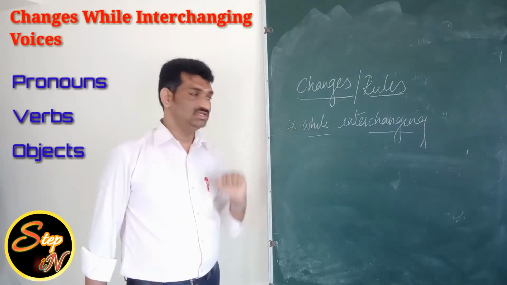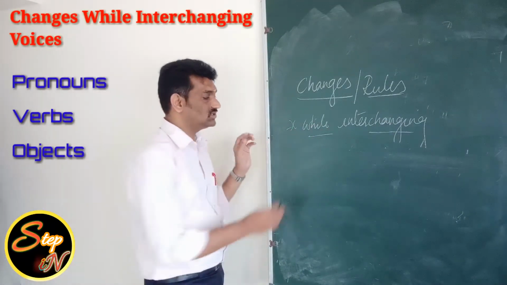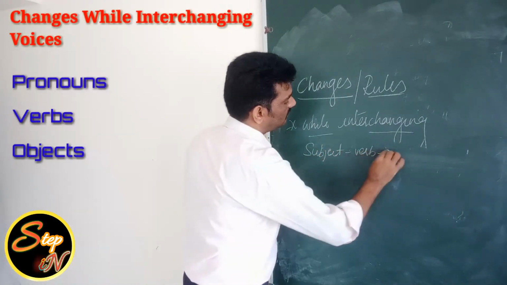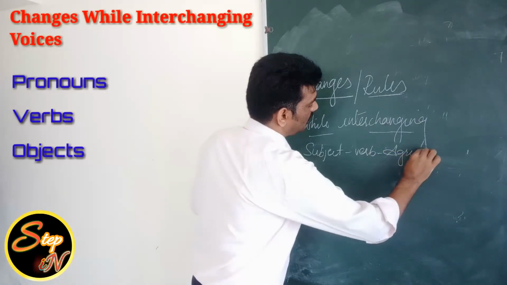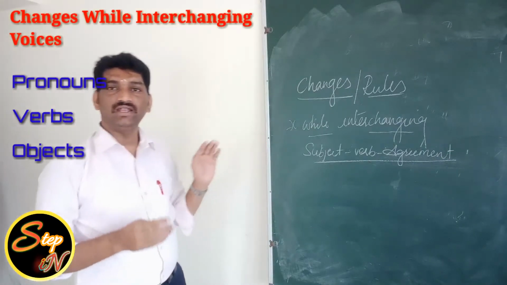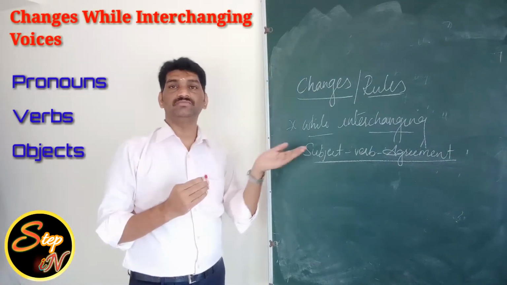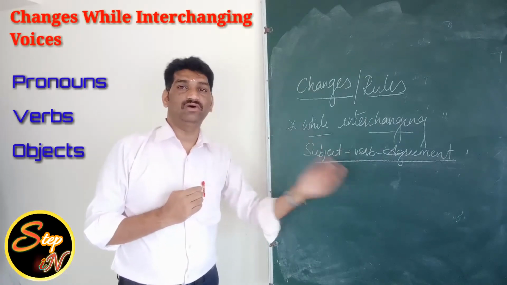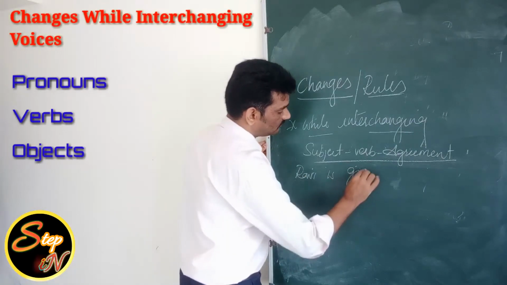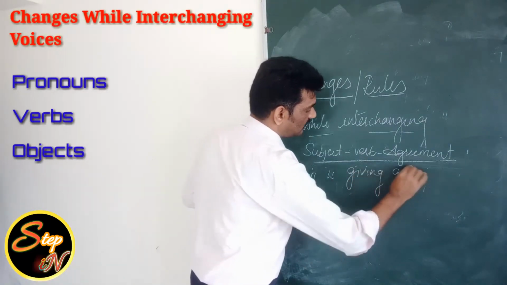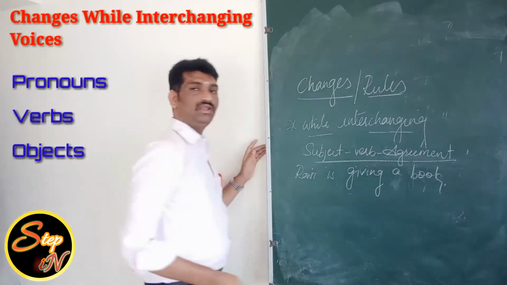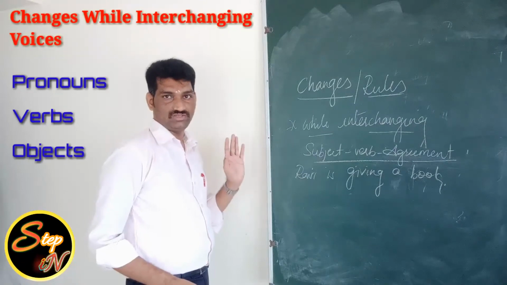So now while interchanging, we need to be very careful enough about the subject verb agreement. So what does this mean here? In the sense that depends on the objects, depends on the subjects while interchanging, that will have a role. For an example, Ravi is giving a book. So it is very clear, it is in active structure, active voice.